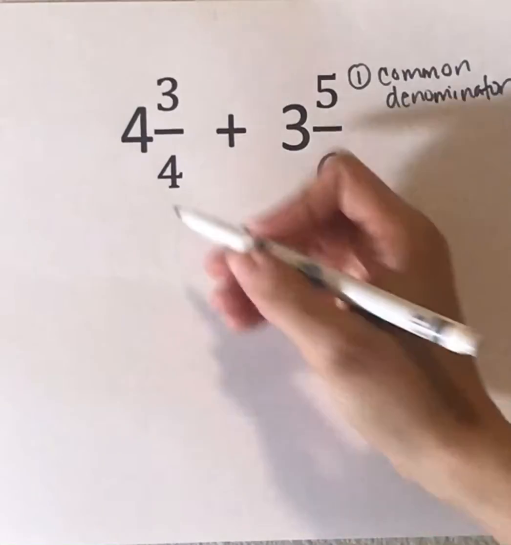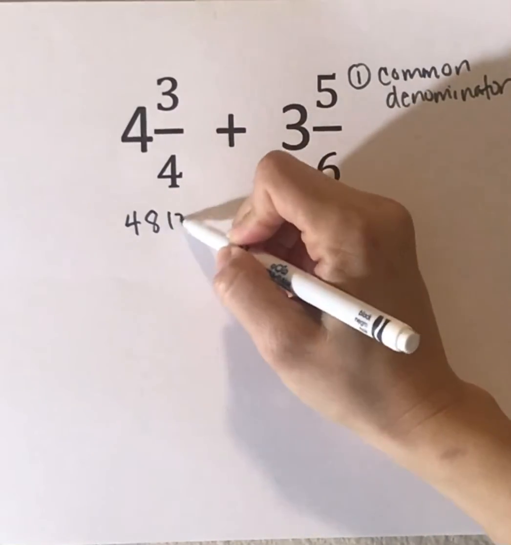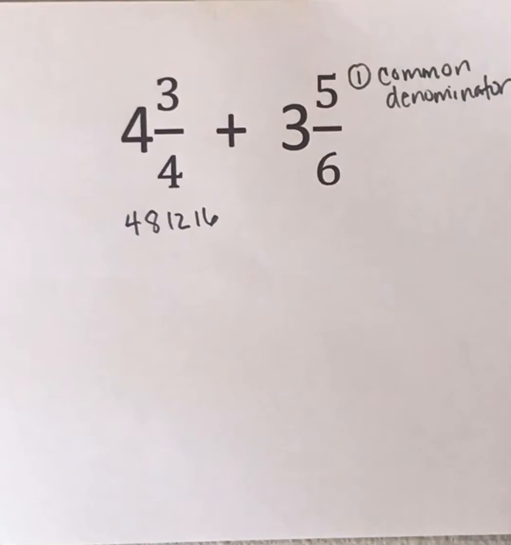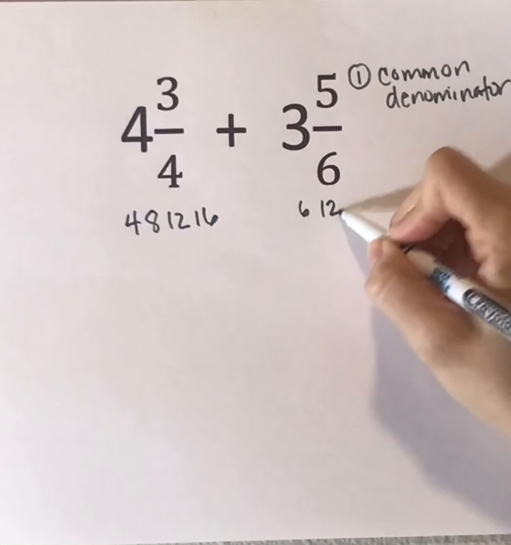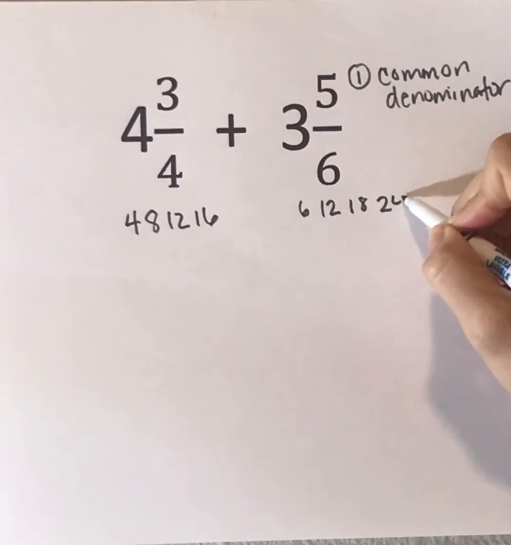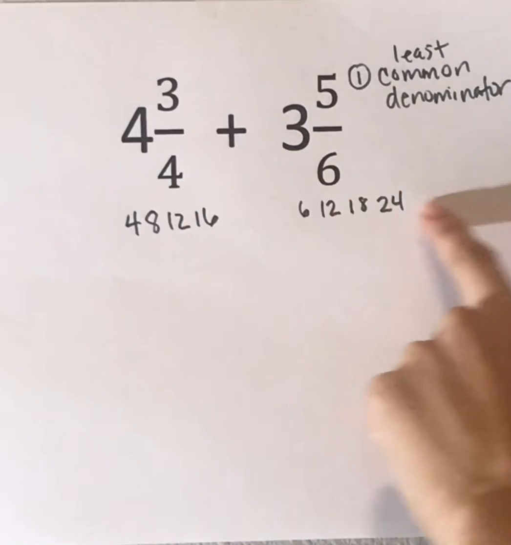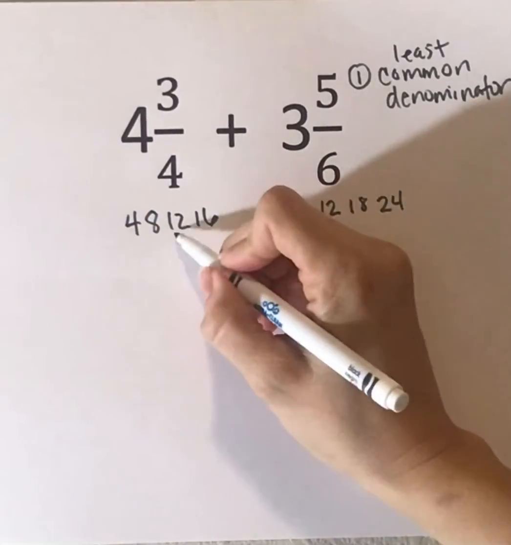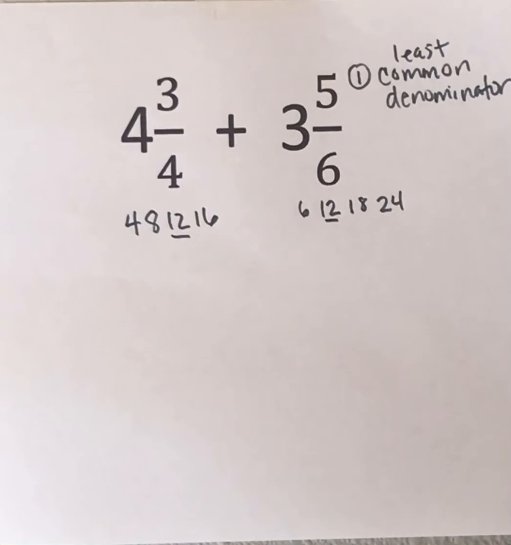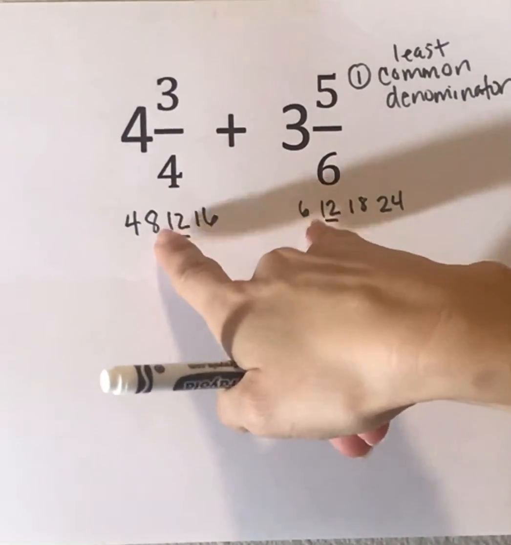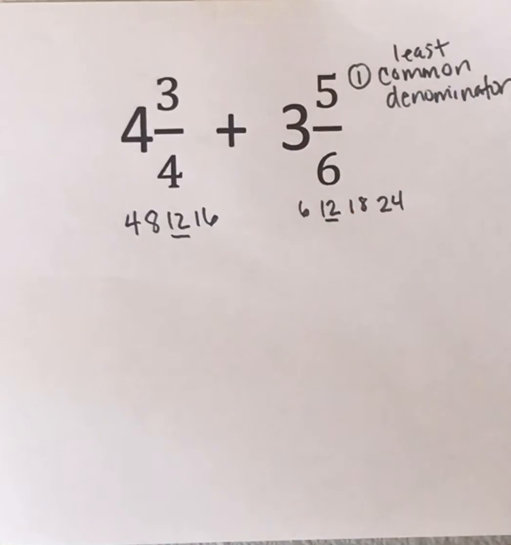Counting by 4s, it'd be 4, 8, 12, 16. Counting by 6s would be 6, 12, 18, and 24. So these are the multiples of 4 and 6. Now what we're going to look for is what we call the least common denominator. If you see here, I see that 12 shows up for both. Common meaning it goes into both. So we're going to use 12 as our common denominator.